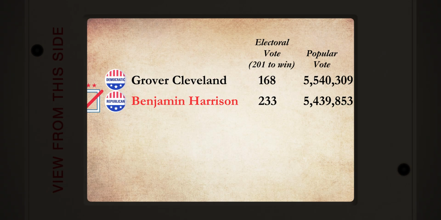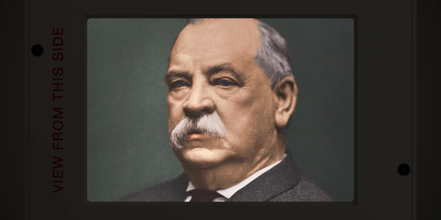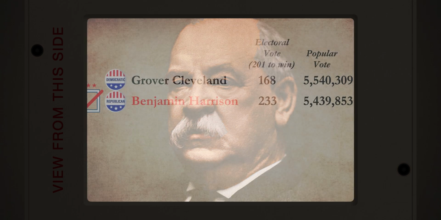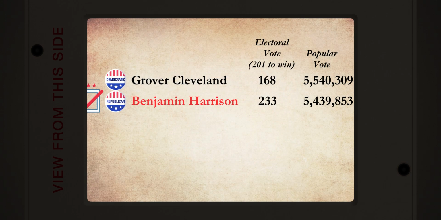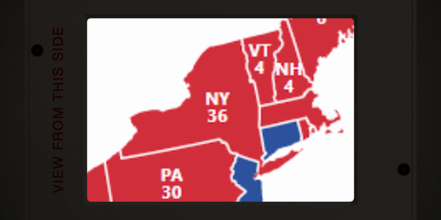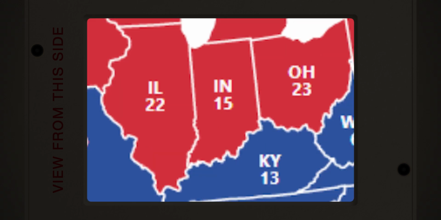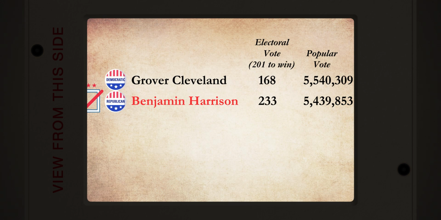1888. When Grover Cleveland won the popular vote, but lost the electoral vote to Benjamin Harrison. Even though Cleveland won the popular vote by 90,000 votes, Harrison just eked out a victory in the states of New York and Indiana by less than 1% of the popular vote to give him just enough electoral votes to win.